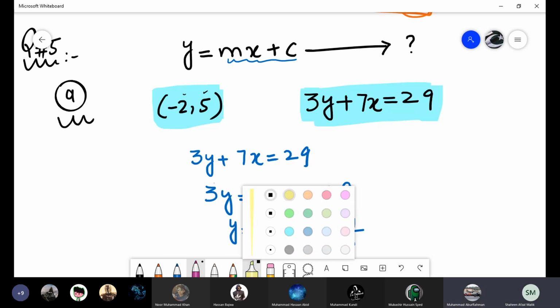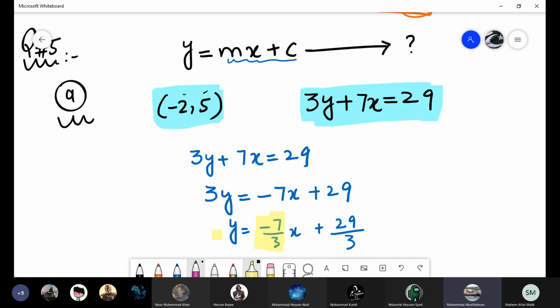The slope is minus 7 over 3x. Slope is minus 7 over 3, not x. And 29 over 3 is not the slope. Look at the standard form of the equation: y is equal to mx plus c. Only m is the slope. So here, what is the slope? Minus 7 over 3. Slope is minus 7 over 3.